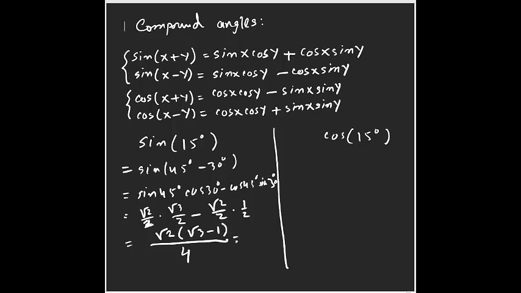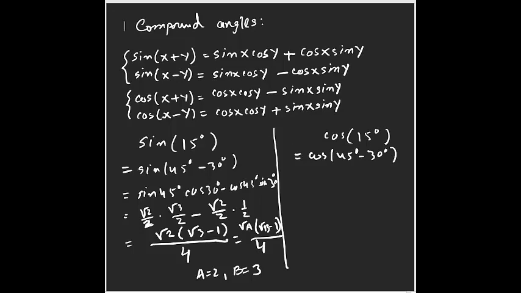Now if you want to compare this one with square root of a times square root of b minus 1 over 4, then you can easily say that a is 2 and b equals 3. Now we do the second one. Cosine 15 will be same way. Cosine 45 degree minus 30 degree.